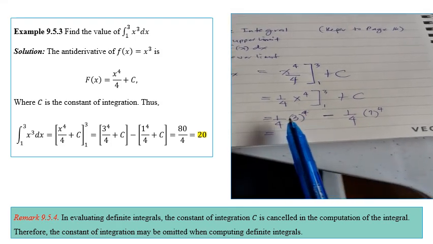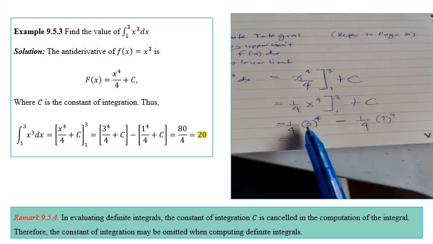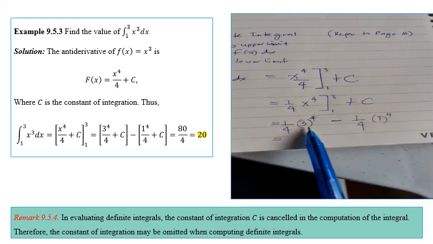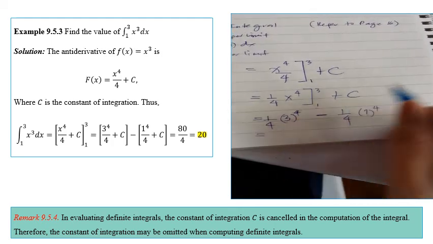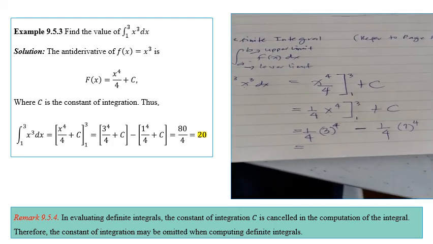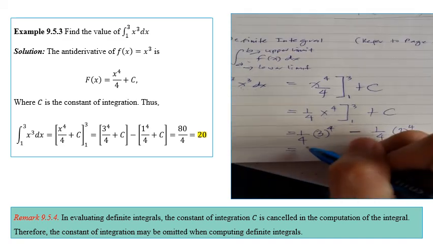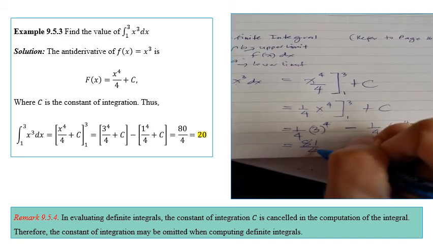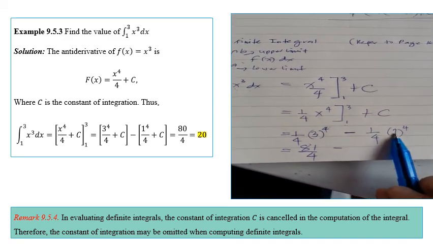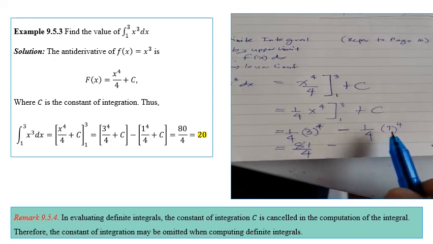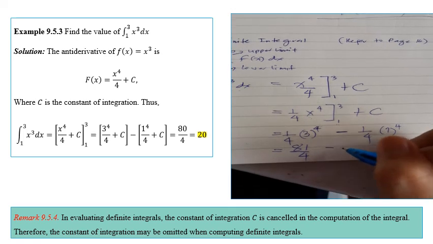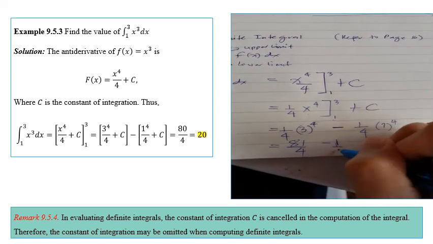Kumbaga sa first term at second term, wala na yung variable x. Okay, so simplify natin. So 3 raised to the power of 4 is 81. So 81 over 4 minus 1 raised to the power of 4 is 1 pa rin yan kahit ano yung exponent dito, if ang base natin is 1, times 1, that is equal to 1 over 4, diba?